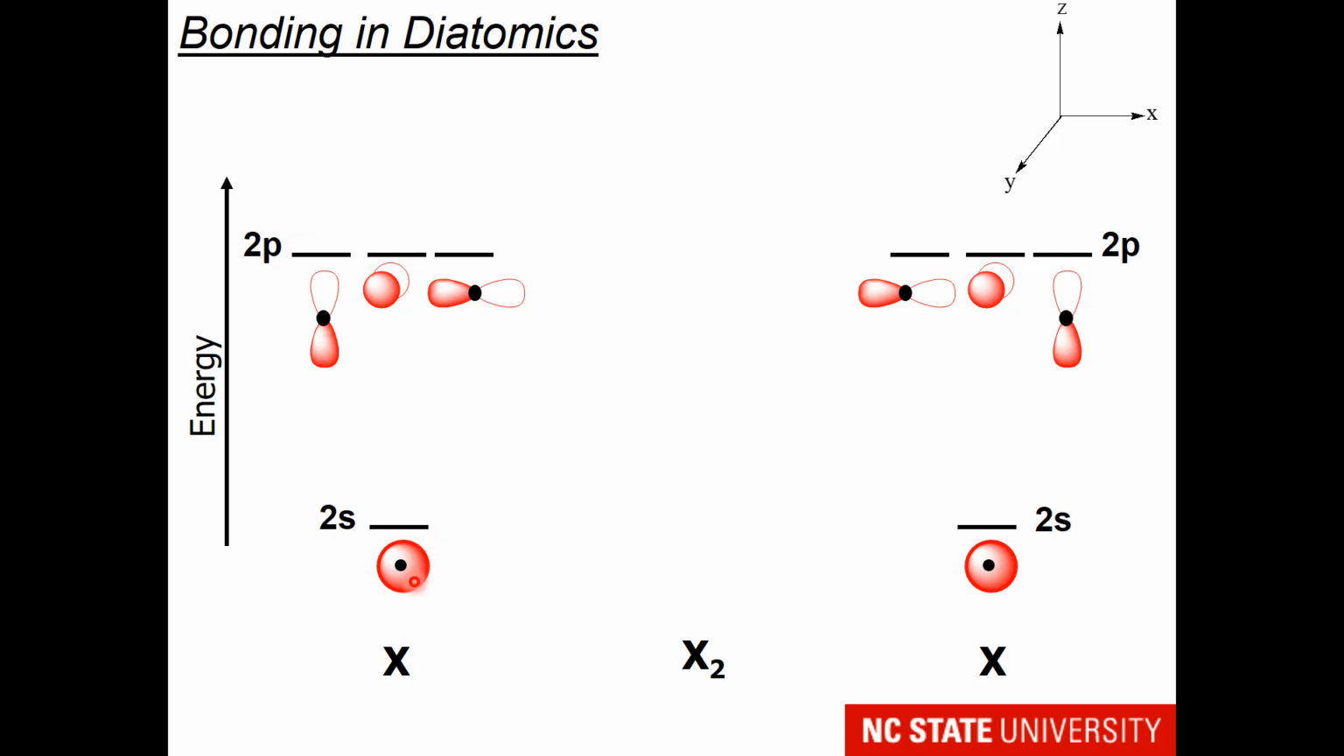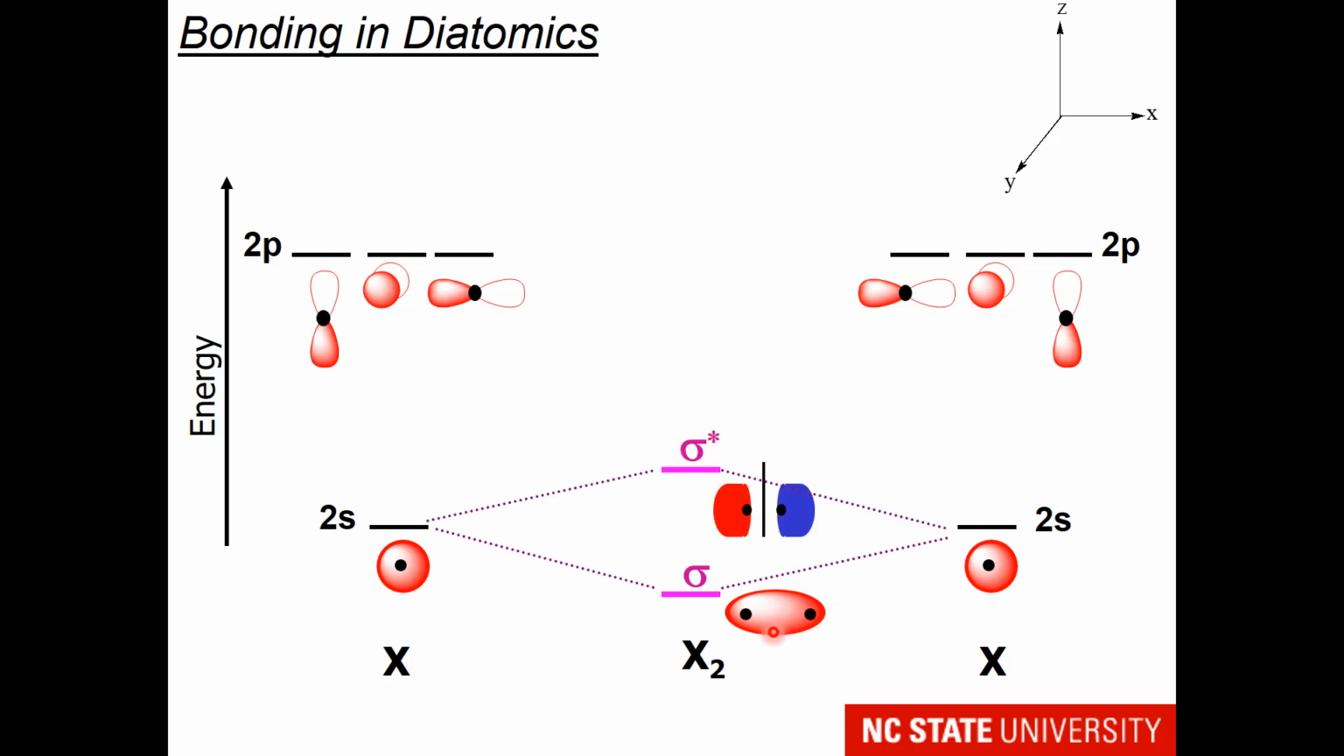Let's tackle the s orbitals first. The 2s orbitals are like the 1s orbitals, except larger in size. So when we combine them in a constructive way, we get a sigma bond. And when we combine them in a destructive fashion, we get a sigma star antibonding orbital. We'll start with these two p orbitals that are oriented horizontally along the x-axis. When we combine them in a constructive manner, overlap occurs between the nuclei and we have a sigma orbital.